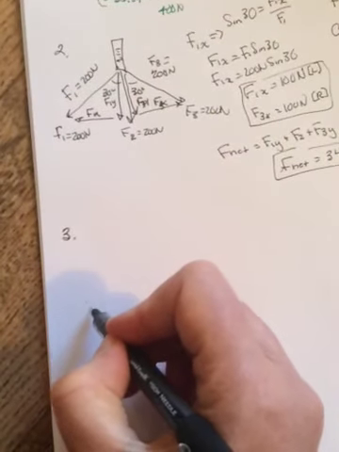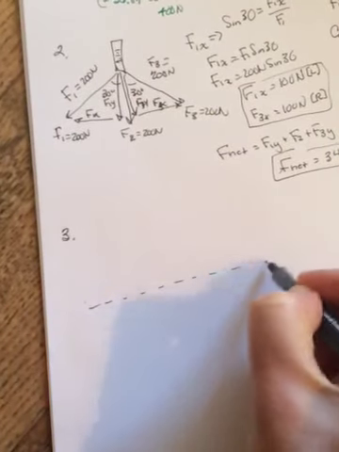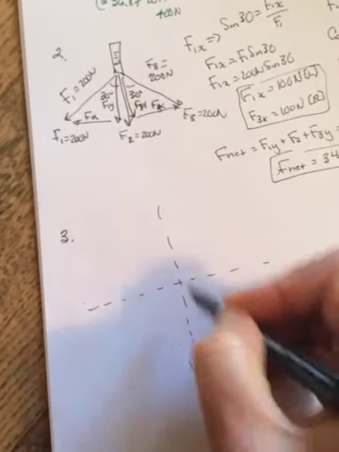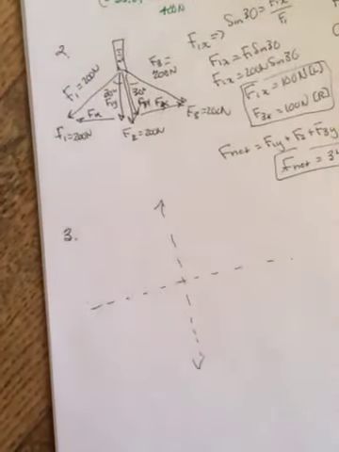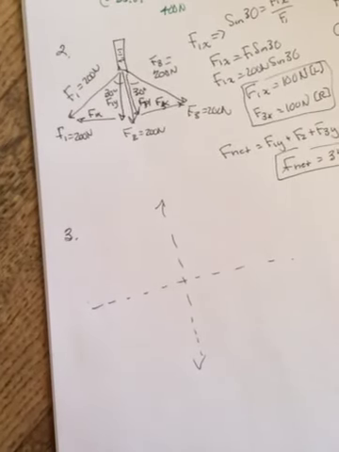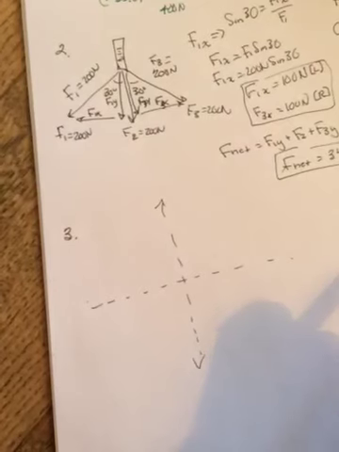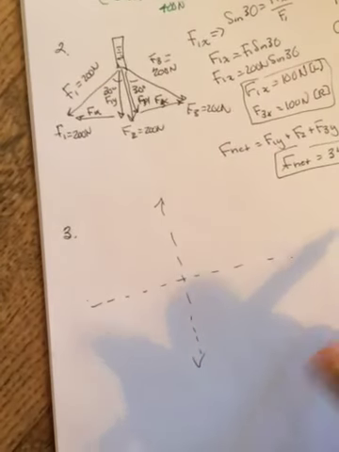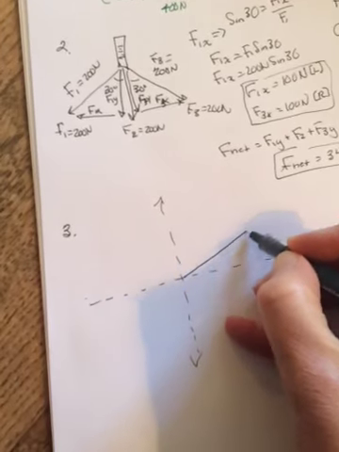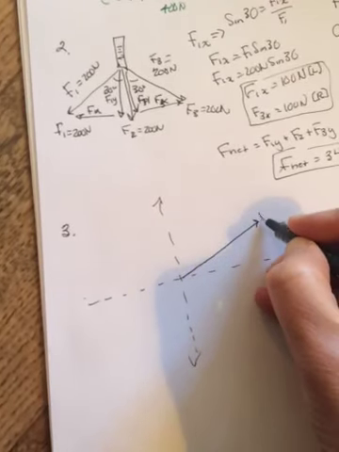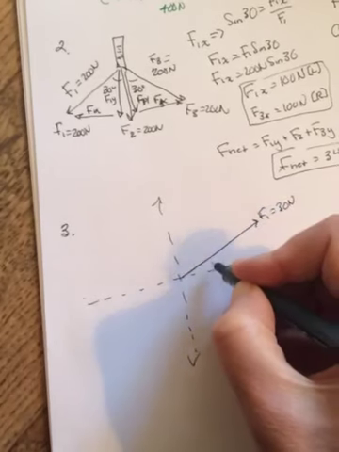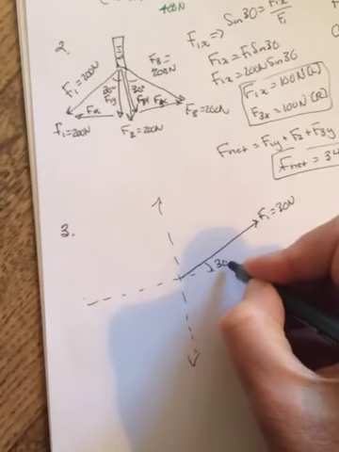Okay, so I'm just going to do an XY axis here, because the forces are measured off the XY axis. So it says 6 forces act on a central object. Force 1 is 300 newtons acting at an angle of 30 degrees. So this is F1, and it's 300 newtons. And this is 30 degrees.